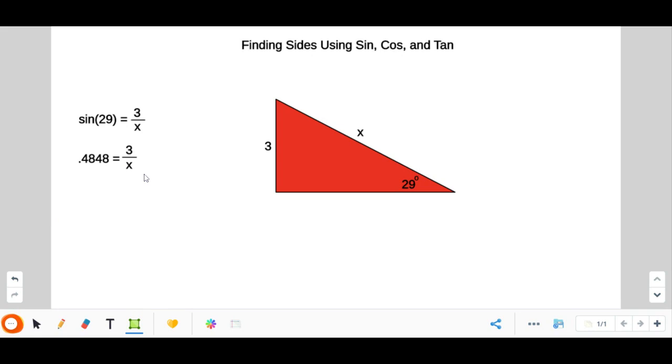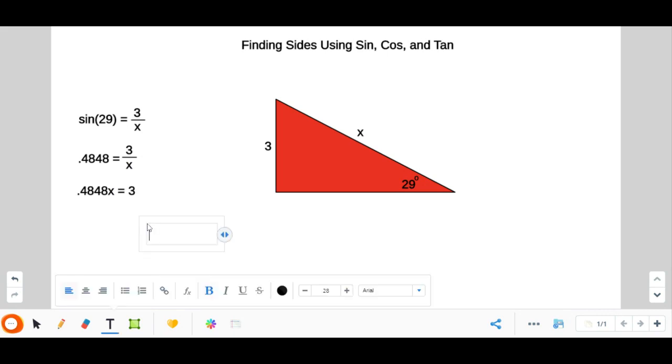Now to solve for x, and this is the only part where it's different, so here x is on the bottom. We need to get it out of the denominator, so we'll first have to multiply both sides by x, which will give us 0.4848 times x equals 3, because again, we're multiplying both sides by x to get x out of the denominator. And now you have 0.4848x equals 3. We're going to divide both sides by 0.4848, and we will get x equals 6.19. And that's going to be the final answer.